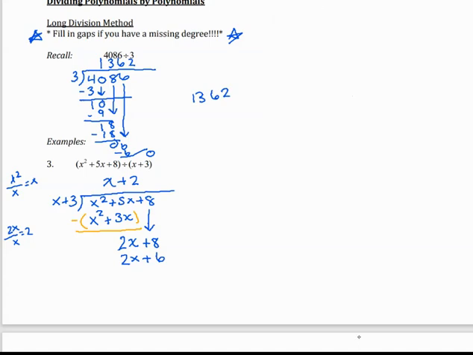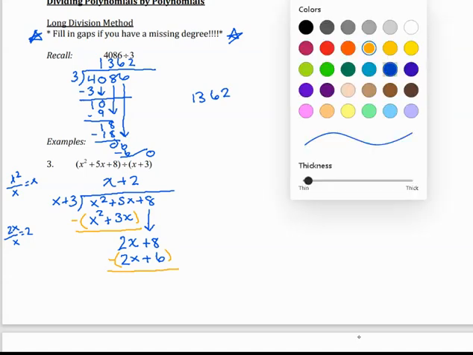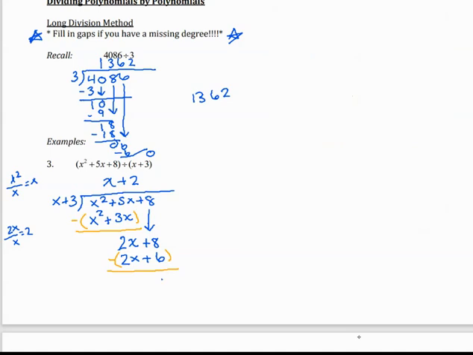Now I subtract. So subtract that whole quantity, and our 2x's will cancel, and I'll have 8 minus 6, which is 2. Is there anything else to bring down? No. So this is my remainder. However, we're not going to write remainder 2. The way we write this is we take everything that I got, and now it's a positive remainder, so then plus 2 over that divisor of x plus 3. And there is my solution. Okay? So if there is a remainder, we write that remainder over the divisor.